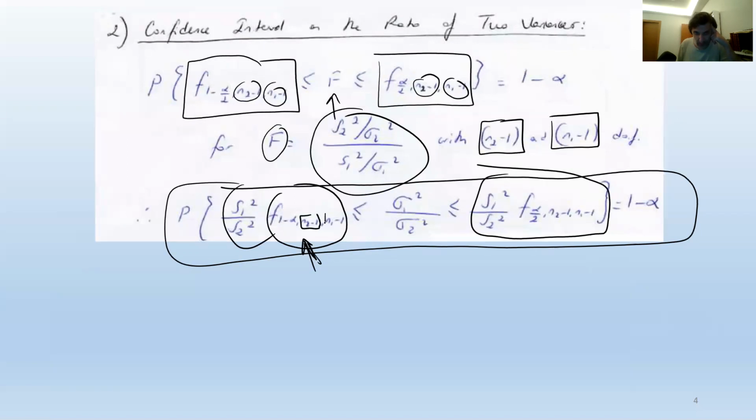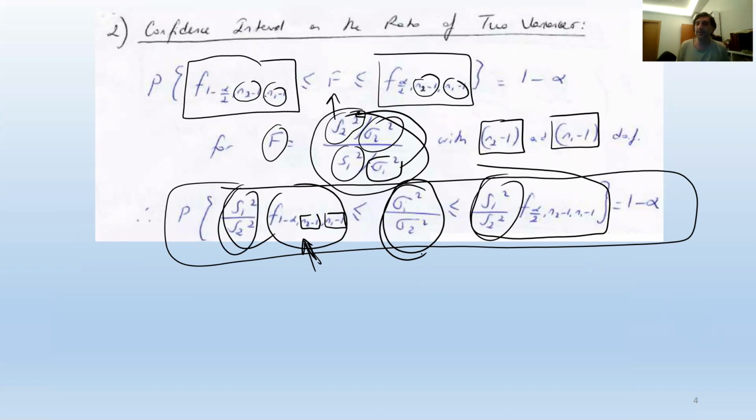Here it says n2 minus 1 and n1 minus 1. For those who may wonder why we put here the inverse of the first definition of F, where we use S1 square over sigma 1 square: actually, it doesn't matter which one you use, but is there a specific reason? Yes, because we would like the sigma 1 square over sigma 2 square term in the middle. When we put it in this form, sigma 1 square is going to be in the numerator, whereas sigma 2 square is going to be in the denominator. And the sample variance terms will be on the left-hand side and the right-hand side, since they are computed from the samples. This is the only reason.